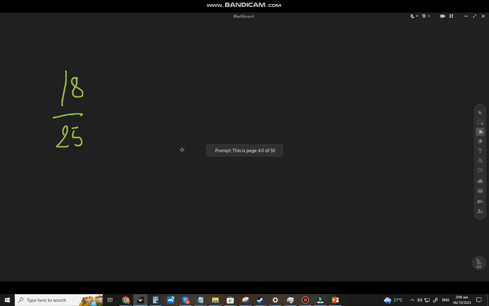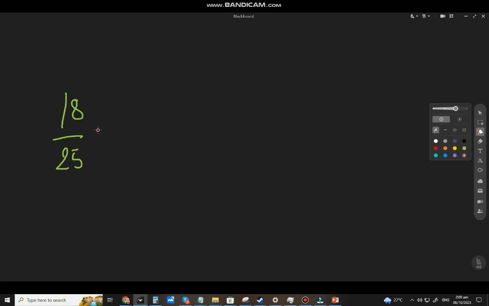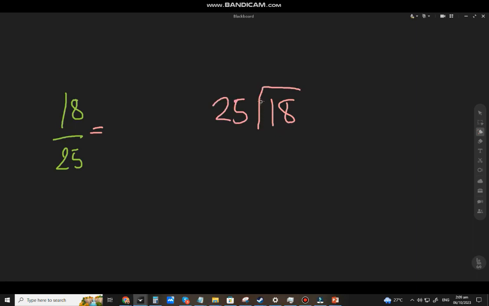Let's move on. What if we have a harder example? 18 over 25. As usual, we have to divide it. 18 divided by 25, so this 18 will be the dividend and 25 will be the divisor. Since 18 is lower than 25, we need to add a placeholder. So a decimal point here, 0 here, another 0. So 180 divided by 25. How many 25s are there in 180?